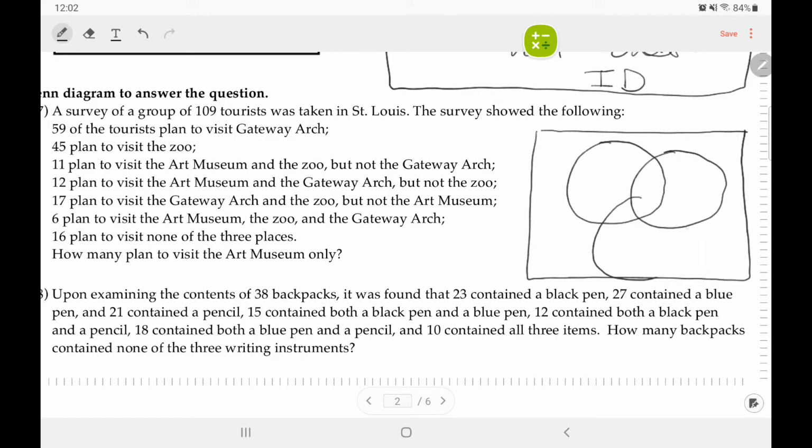Before I continue, I have to redraw this next circle. I know that there is a total of 109 tourists, so that is going to be the total of my Venn diagram. It must add up to 109. My 3 categories are the Gateway Arch, which I'm going to call Arch, then we have the zoo, and the least exciting is the museum.